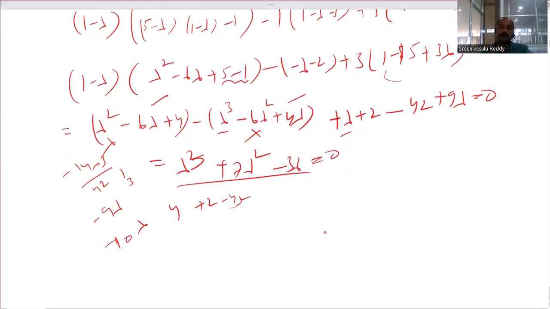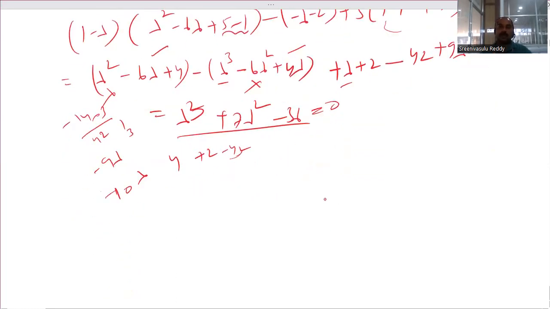What are the roots of this cubic equation? 0 is not a root. It is a cubic equation, it has 3 roots. 1 is not a root. Minus 1 is not a root. What about plus 2? So plus 2 is a root. Therefore, plus 2 is one of the roots. So apply synthetic division.